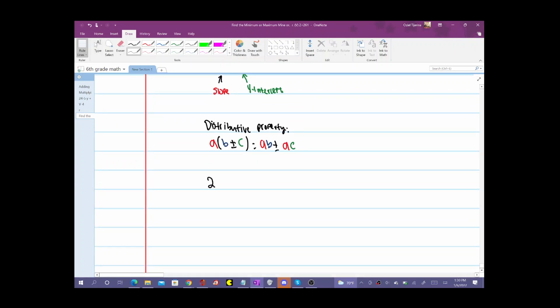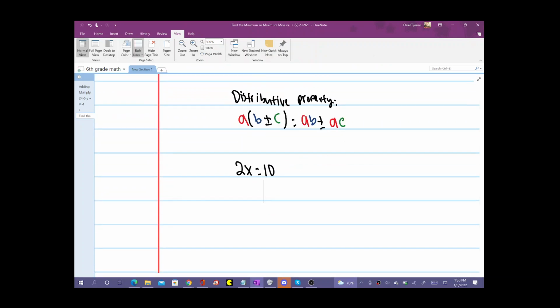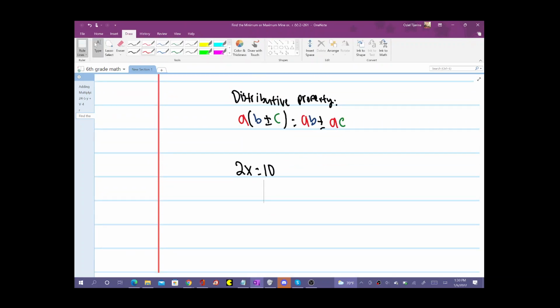So for example, 2 times x equals 10, okay? So what do we do to get x by itself, right? We need to get x on its own. We want to get it in terms of x equals, right? Because it's being multiplied, you have 2 times x equals 10, so to get rid of that 2, you need to divide by 2. Then this gives you x equals 5, right?